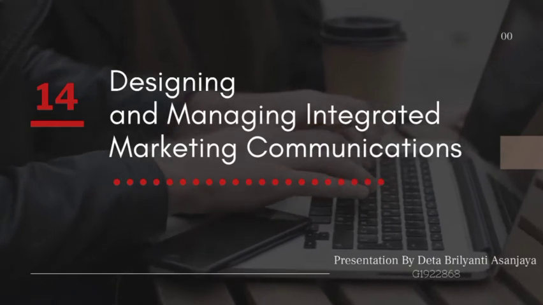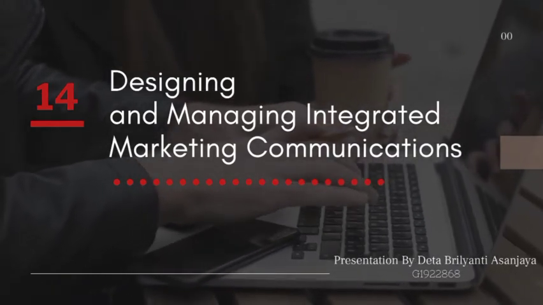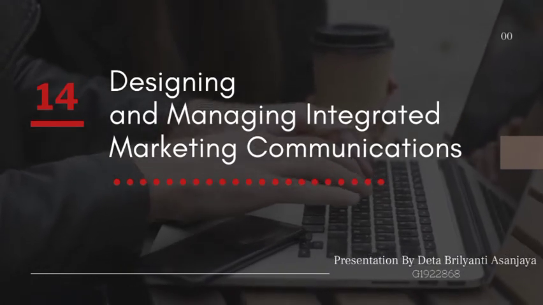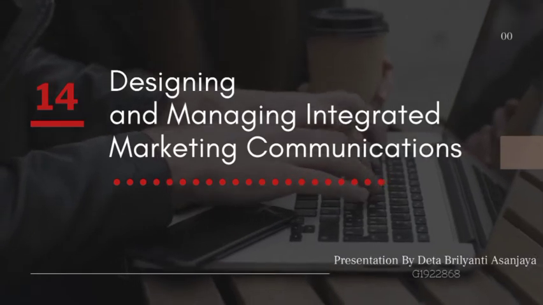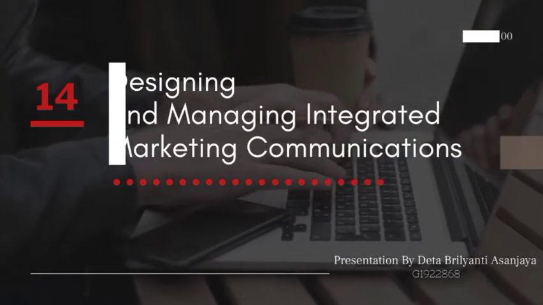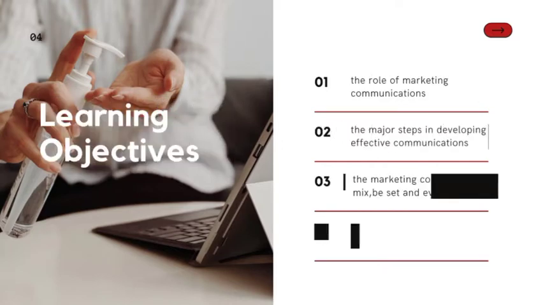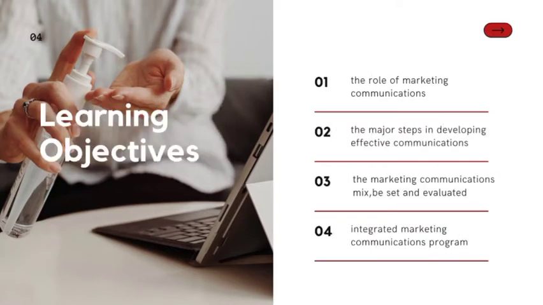Today we learn about chapter 14, designing and managing integrated marketing communication. The learning objectives in this chapter are: first, the role of marketing communications; second, the major steps in developing effective communication; third, how the marketing communications mix is set and evaluated; and the last one, the integrated marketing communications program.